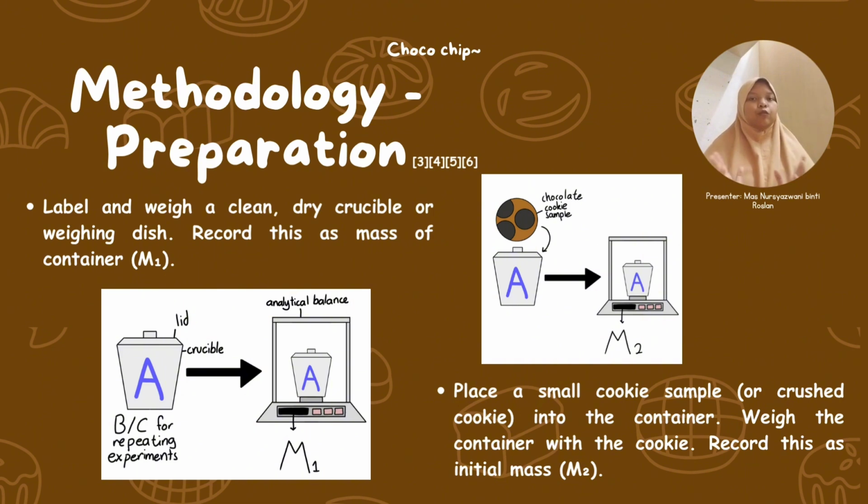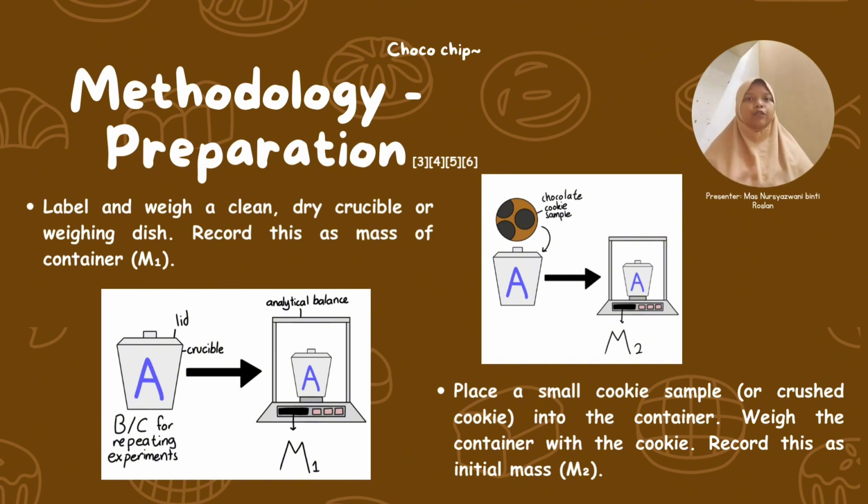First, we must label, preferably with a marker pen, and weigh a clean, dry crucible or weighing dish. The crucible or weighing dish should be clean so that the dirtiness, which might have excess moisture content, does not influence the results in any way, and it should be dry for the same reason, that it may have moisture content that could seriously change the results for the worse. Then we should record this mass of the container.